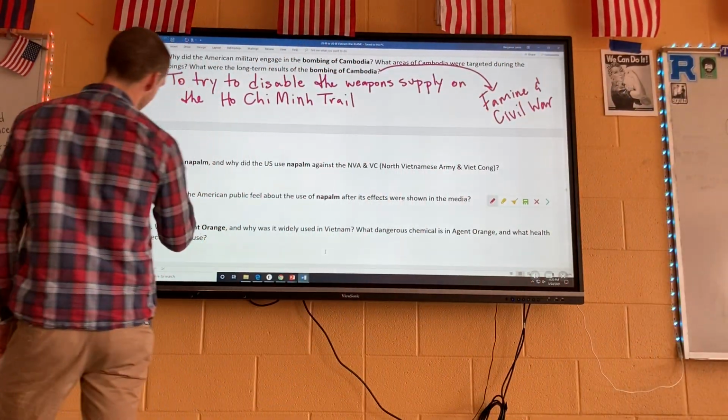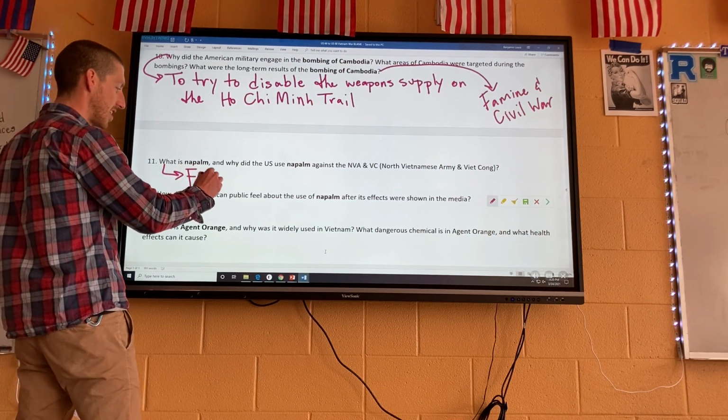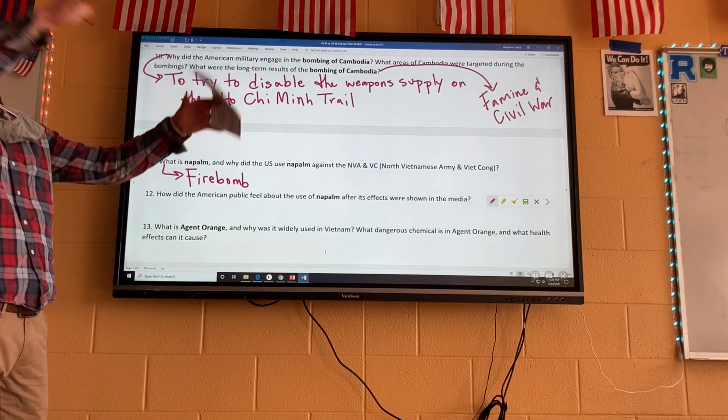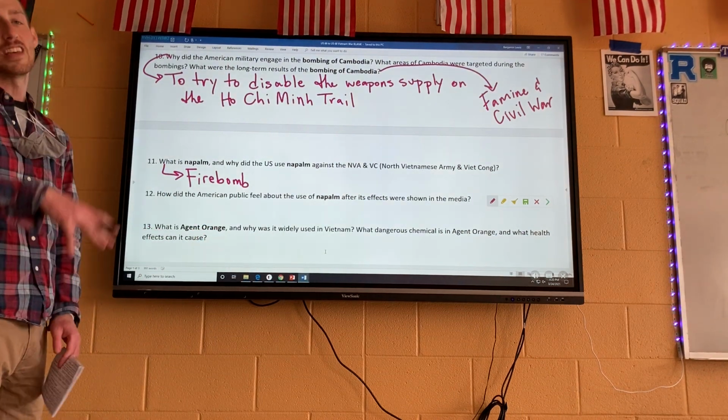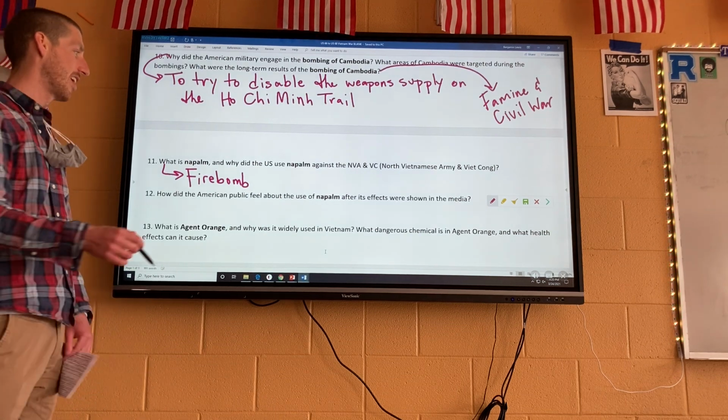If you don't know what napalm is, it is a firebomb, all right? And I'll show you pictures here in just a second. It's essentially a bomb that explodes, and when it explodes, it shoots out a jelly-like substance. It's very sticky, and it sticks to everything around it and causes massive burns and bad things like that, okay?